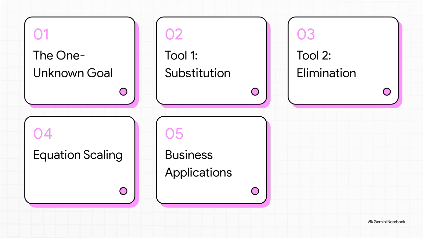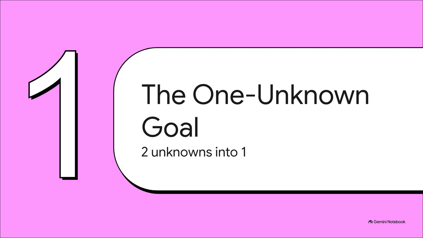Okay, really quick, here's our roadmap for today. We're going to hit the one unknown goal, Tool 1, which is substitution, Tool 2, which is elimination, then we'll level up with equation scaling, and finally, we'll wrap up with some real-world business applications. Let's get into it. Section 1.